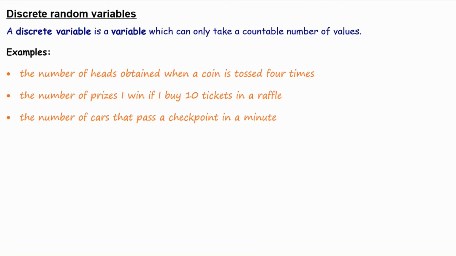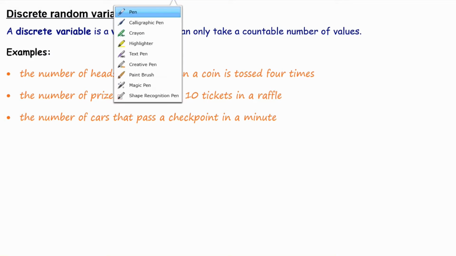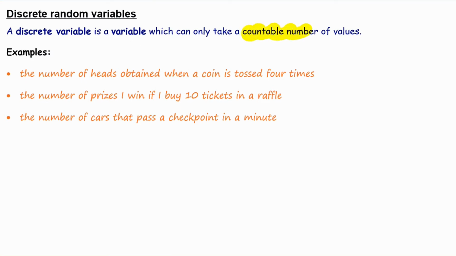So a discrete random variable is a variable which can only take a countable number of values, something that you can count. For example, the number of heads obtained when a coin is tossed 4 times, the number of prizes I win if I buy 10 tickets in a raffle, or the number of cars that pass a checkpoint in a minute. The key word here is that there are a countable number of values or outcomes.